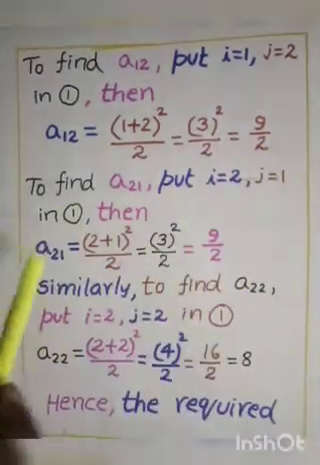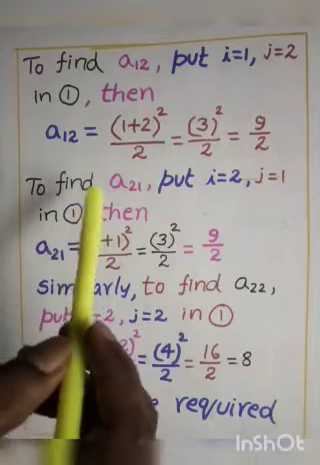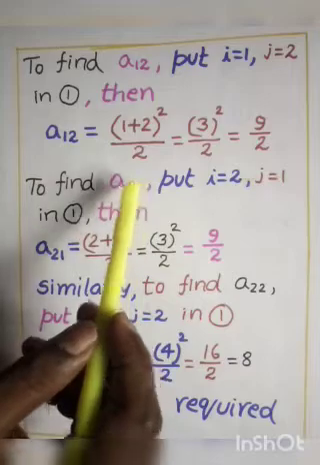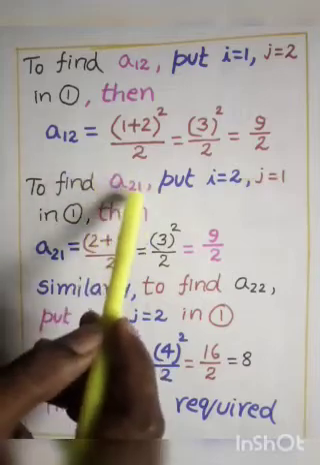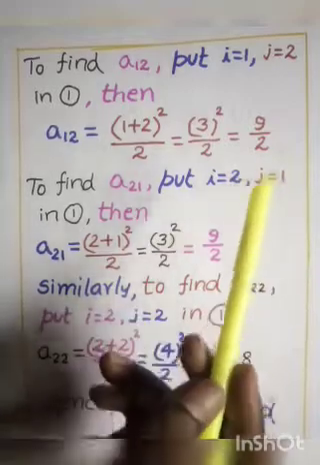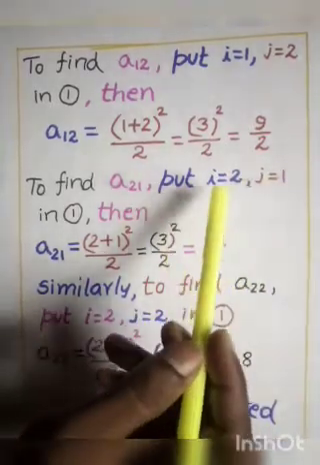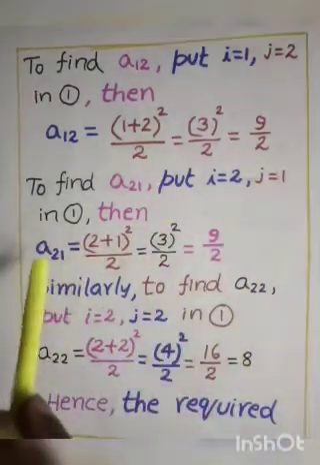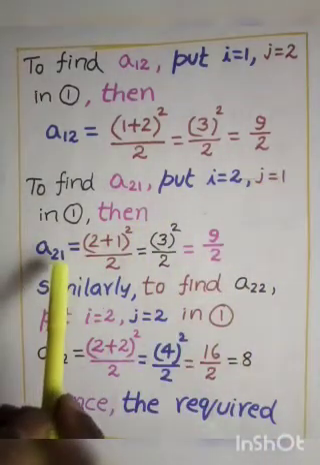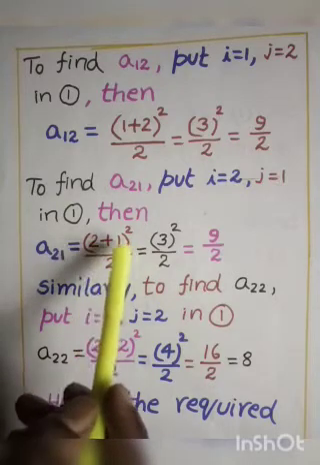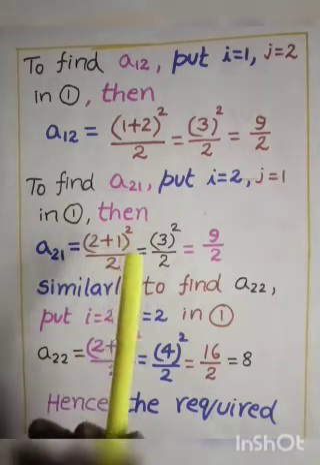Now come to the next element. What is the next element? Second row, first element. To find the second row, first element, we have to put i = 2, j = 1 in the given rule. We substitute i = 2 and j = 1 in the given condition. Then we get the second row, first element.